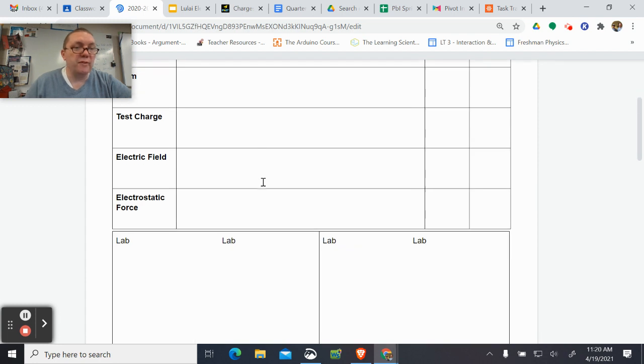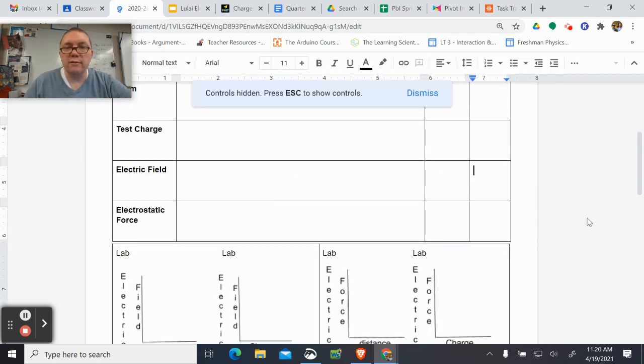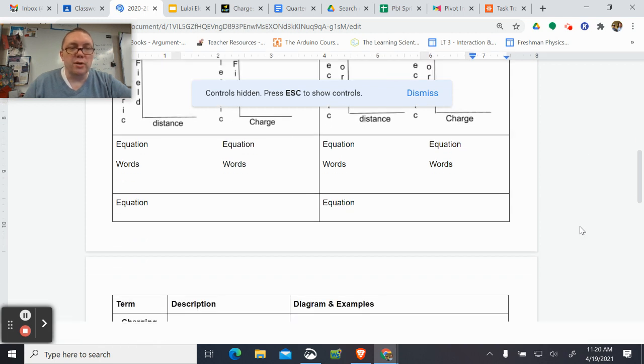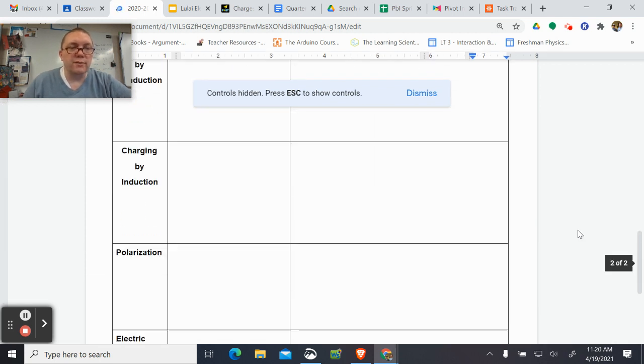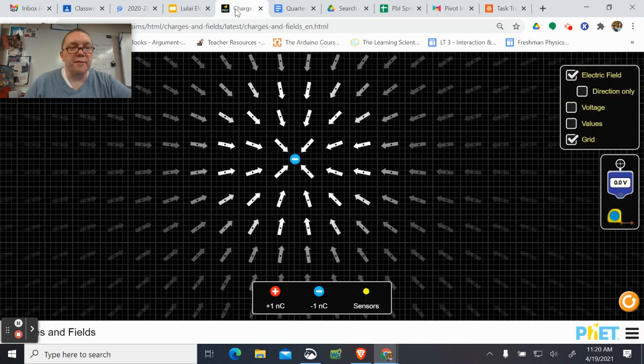Remember again, you don't have to use this sheet. It's just there as a resource. Sometimes it's nice to have a structure. You definitely don't have to print it out. If you want to just write stuff out, you're good. But on the back of this sheet, we have the electric field vector arrow. And when we're looking at this simulation, these arrows are the electric field vector arrows.